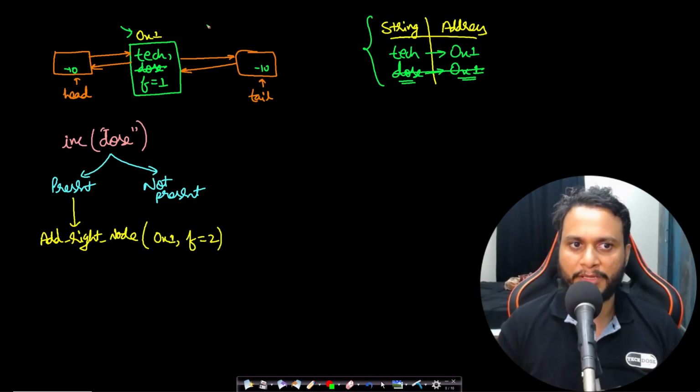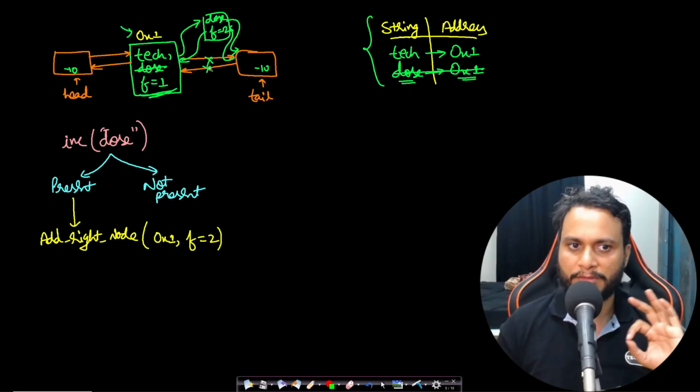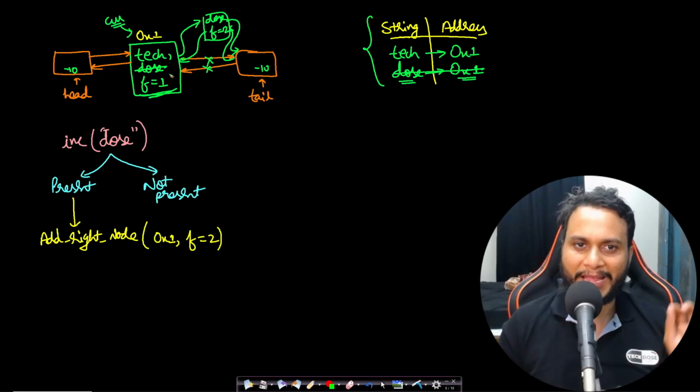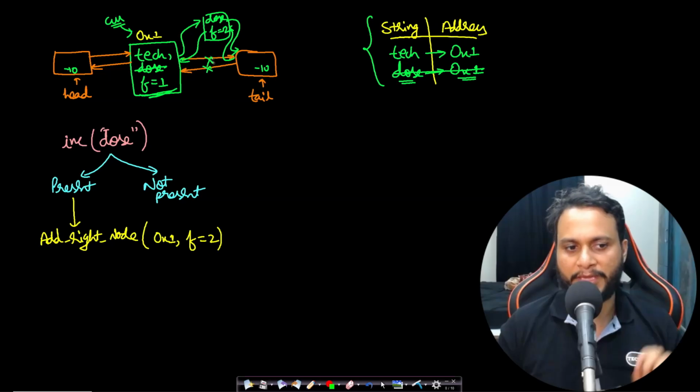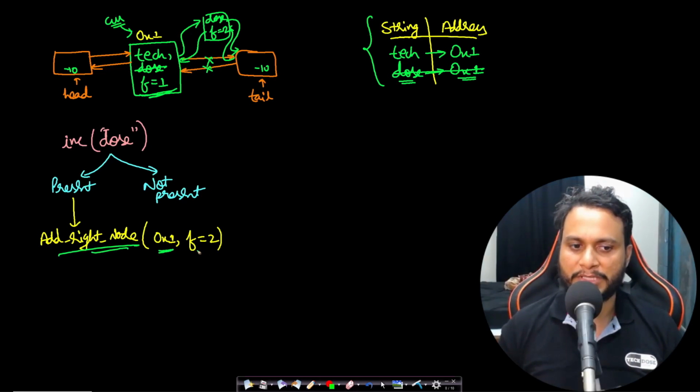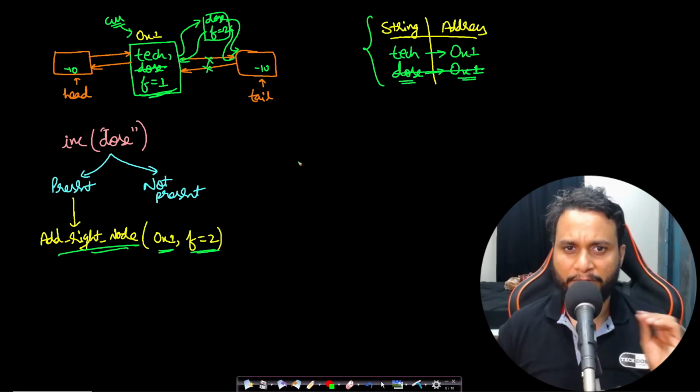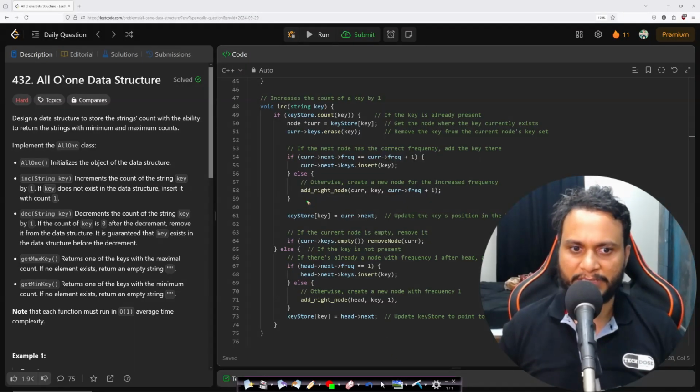The step number 2 will be to get a new node and insert the word dose, and then with the frequency equals to 2, and then make this node here point to this node, and this previous will be here, and you will be pointing here, and the tail will be pointing here, right? And you just remove all the links. So this is as good as saying that to the current node you are adding a right node. This API I have already shown you, right? So add right node to the current node at location OX1 with the frequency equals to 2. Now having seen this, let's look at the code for the increase API.